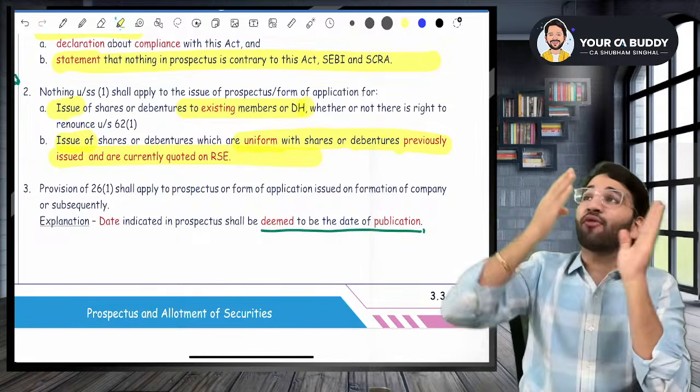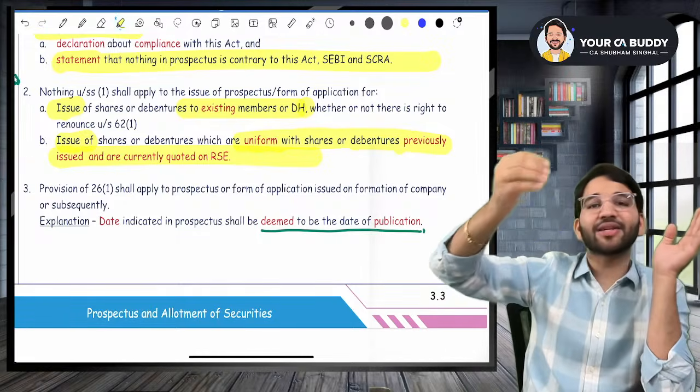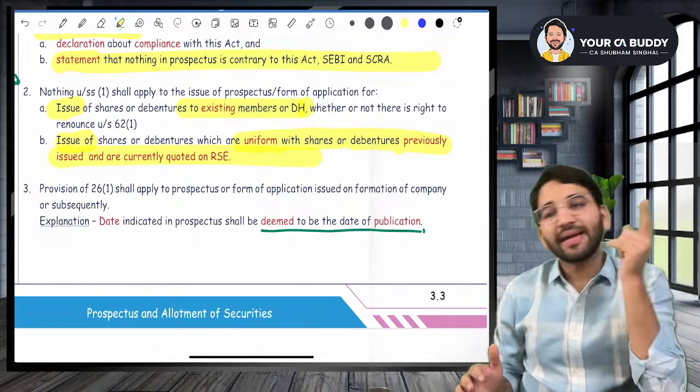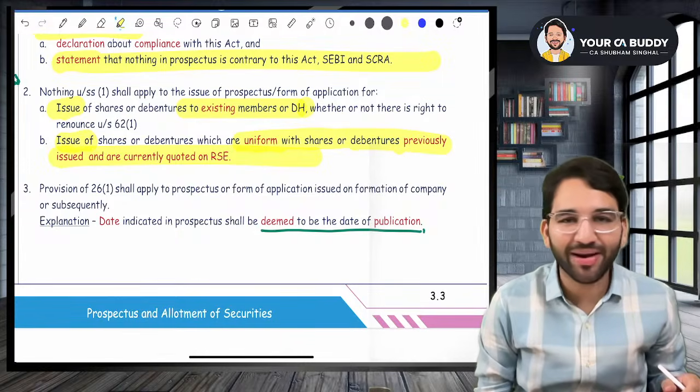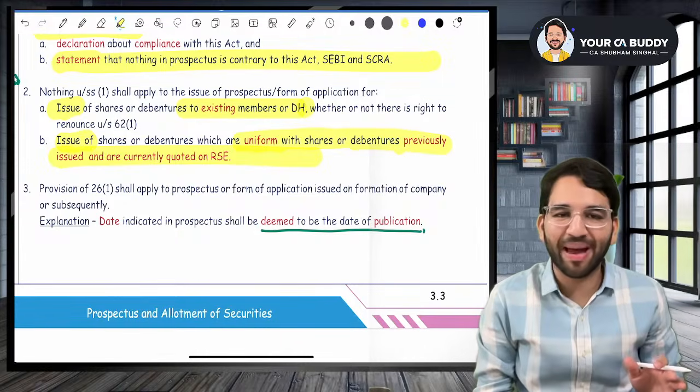And number 2, if I have already issued that class of shares and those shares are also listed on a stock exchange and now I'm issuing them to new people also, then I don't have to give any sort of declaration. In that case, provision 1 is not applicable.